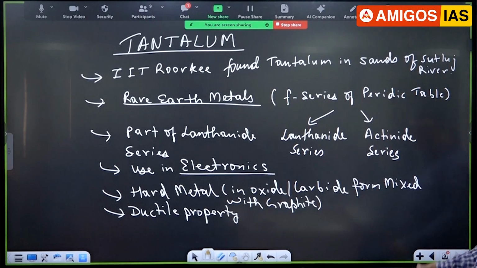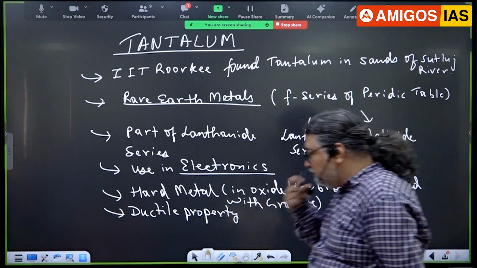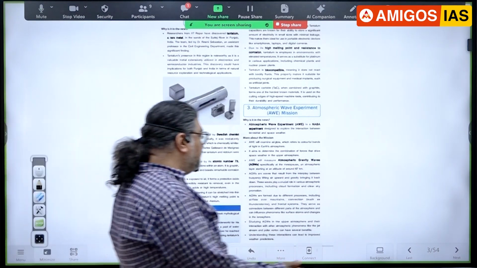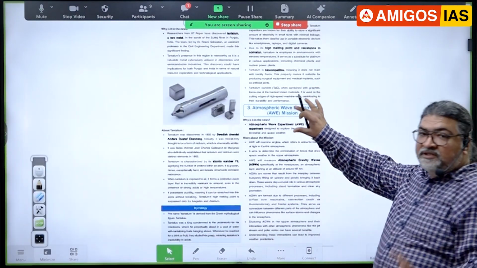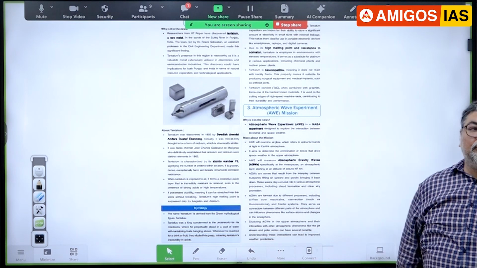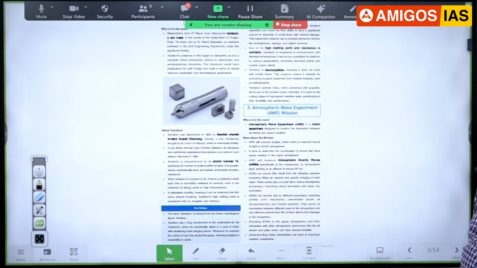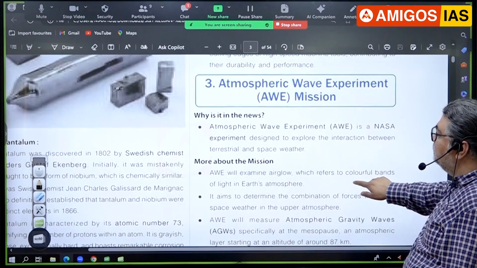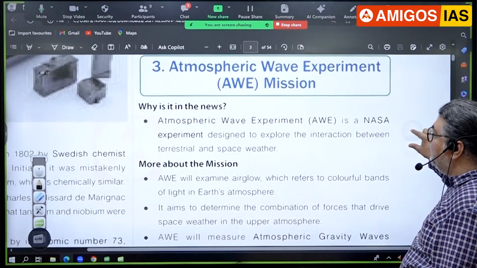Right? So now let's go to the next part of it here. So next thing what you find here, let me get to the another one. Let me first explain that, then I'll give you the AWE, atmospheric wave experiment. This will be better. Now it is visible to everyone in the class.